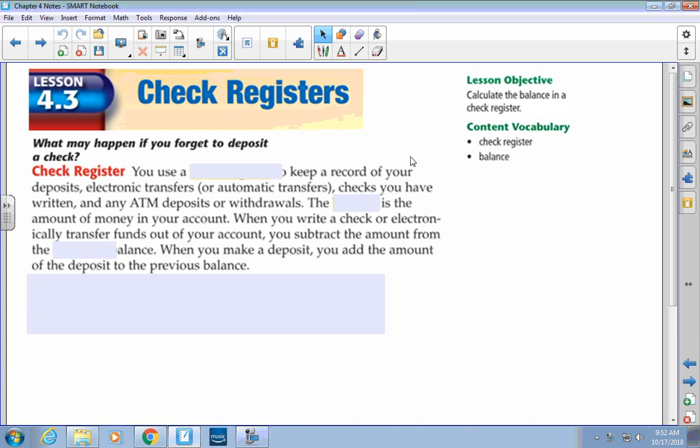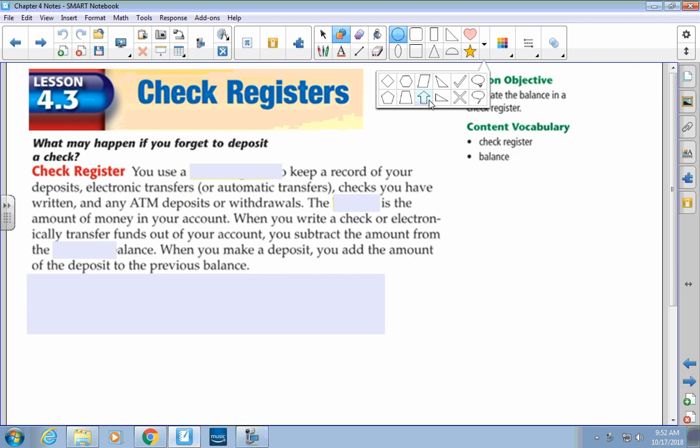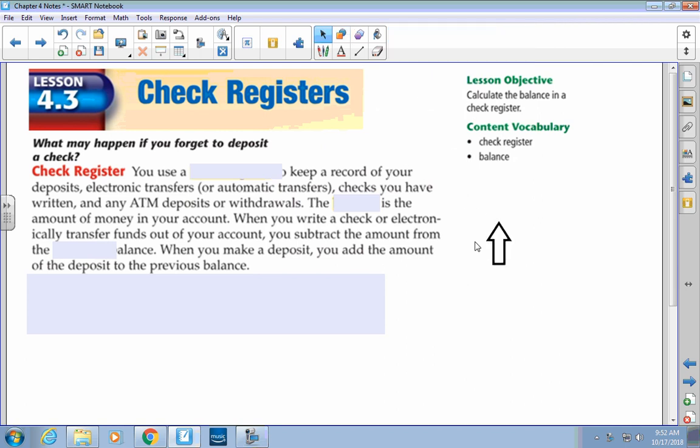Hey guys, this is lesson 4.3, check registers, and I am Mrs. Applegarth. Our lesson objective is to calculate the balance in a check register, so go ahead and circle that.